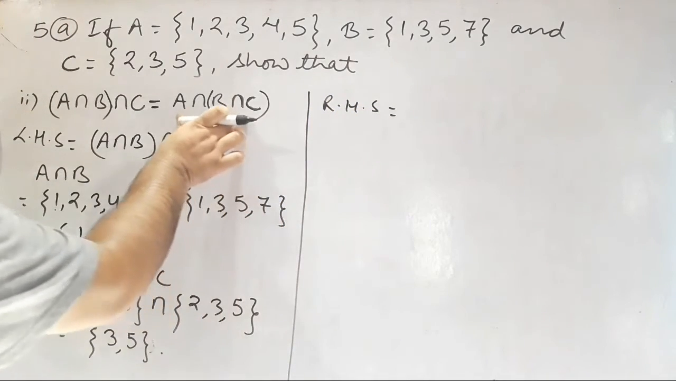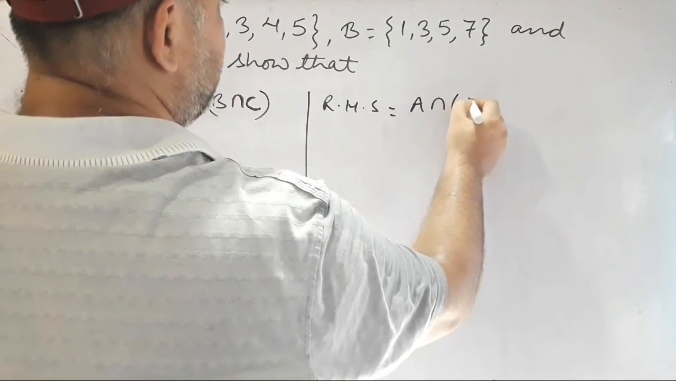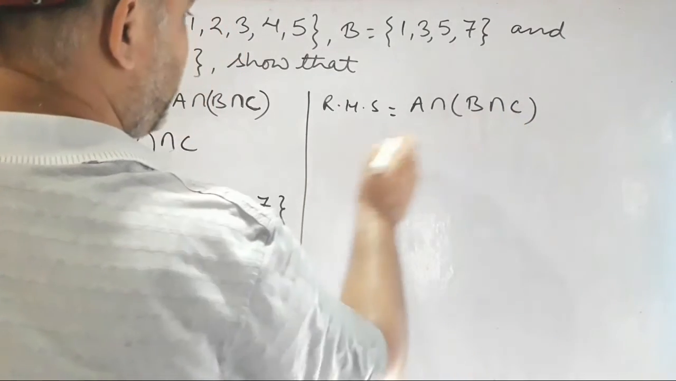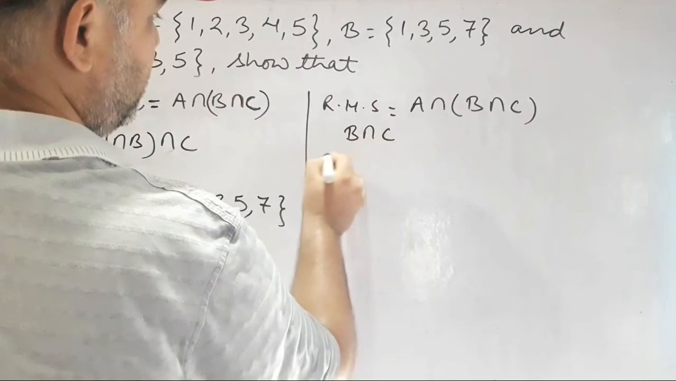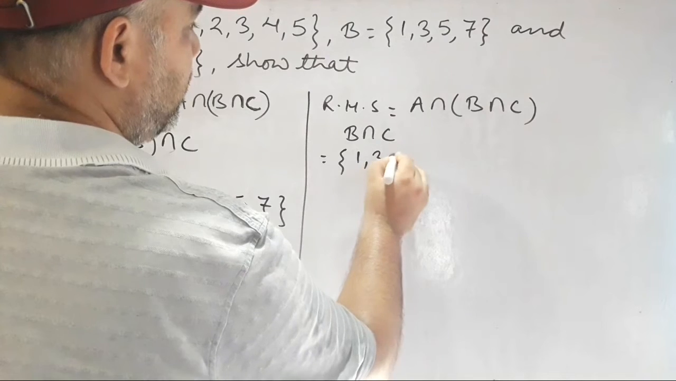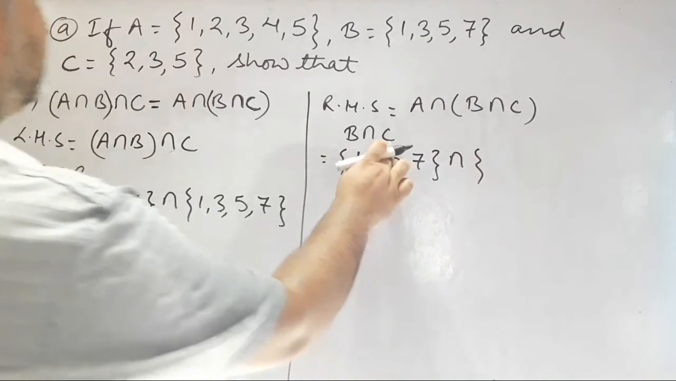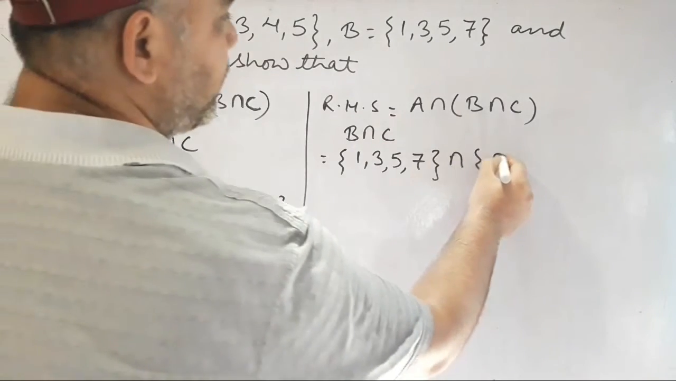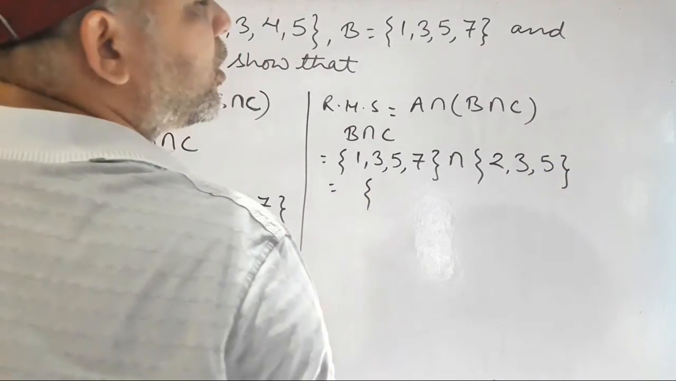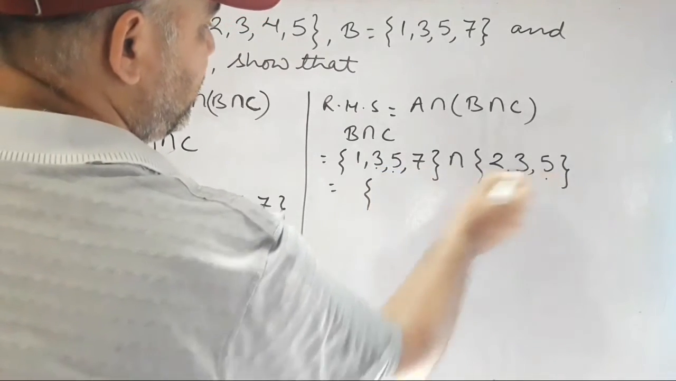In the right hand side we have A intersection (B intersection C). We shall perform the one given inside the bracket. B intersection C equals the elements of set B, 1, 3, 5, 7, intersection the elements of set C, 2, 3, 5. Now let's write down the common elements of this set and this set: 3 and 5.